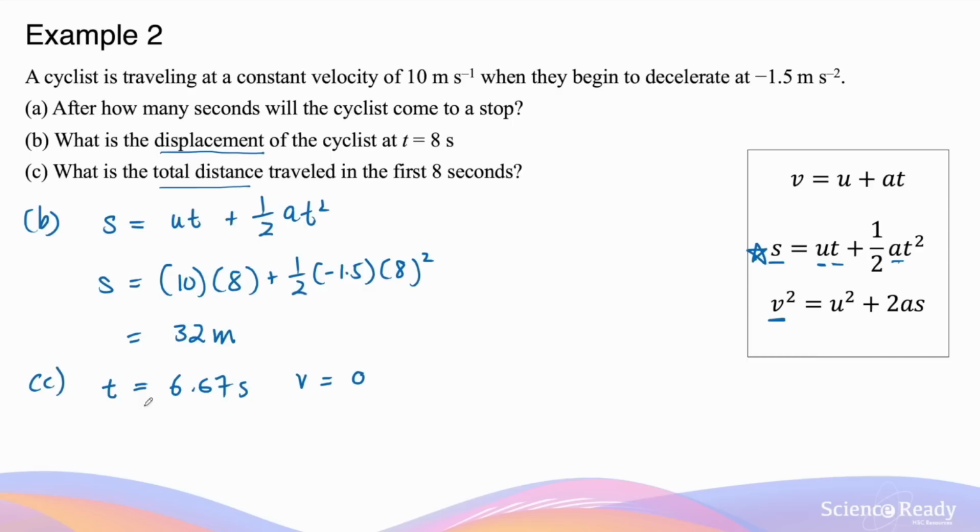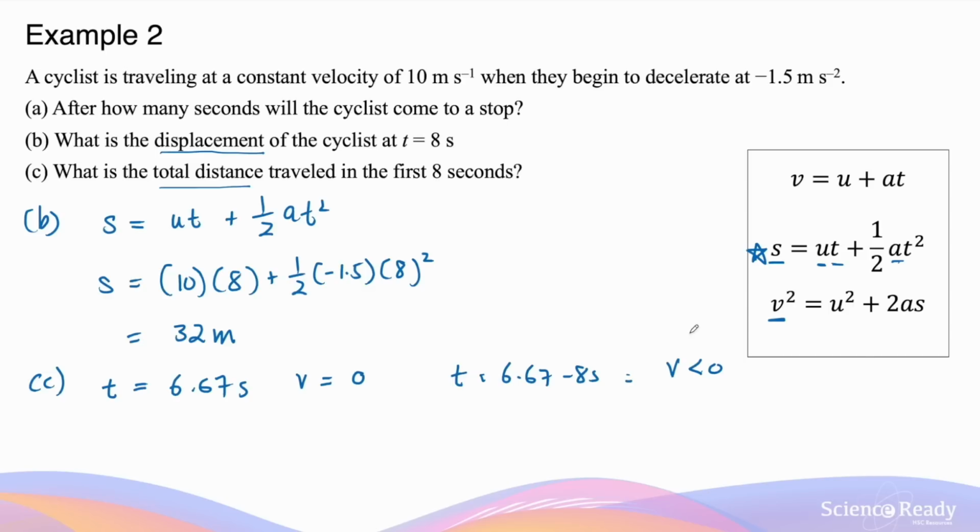So in the first 6.67 seconds, the velocity decreases uniformly from 10 to 0 meters per second. What happens between 6.67 seconds and 8 seconds? In the second interval, as the cyclist continues to decelerate at minus 1.5 meters per second squared, the velocity will continue to decrease and hence it will become negative. So when t is between 6.67 to 8 seconds, the velocity will become negative. This indicates that the cyclist will start to travel in the negative direction.